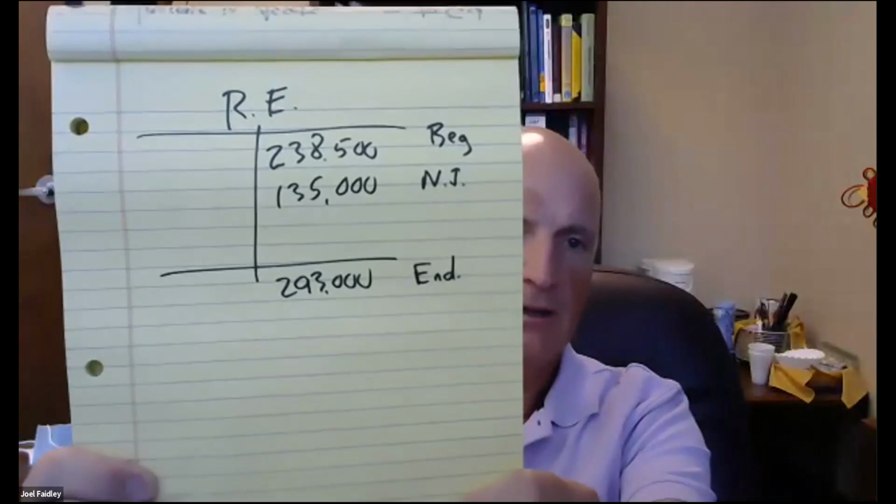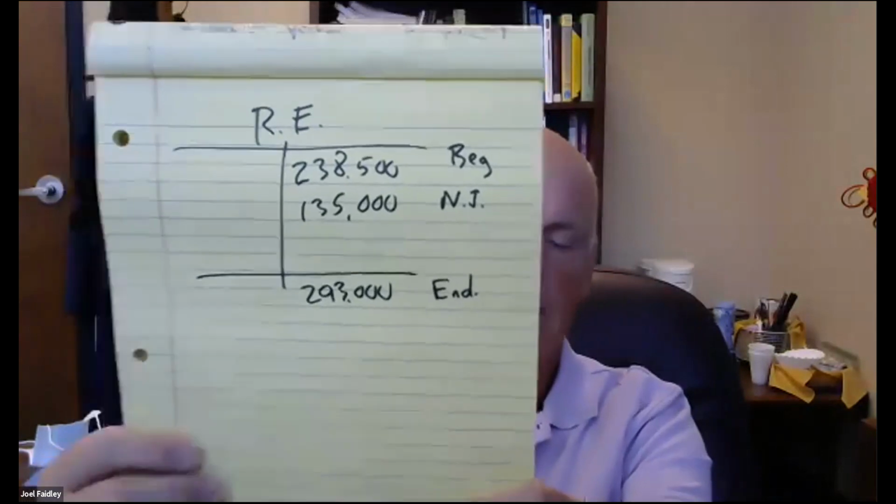Right? So if you add those two together, beginning and net income, what does that give you? That is 373.5.